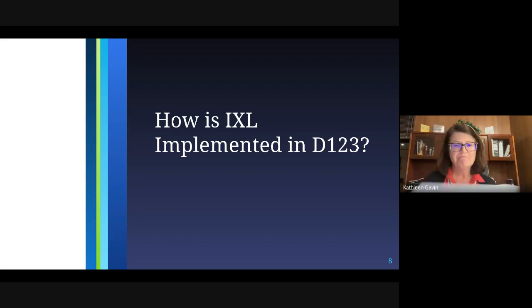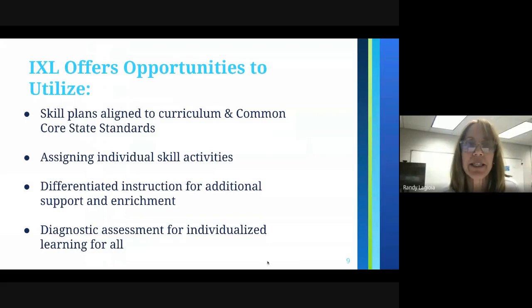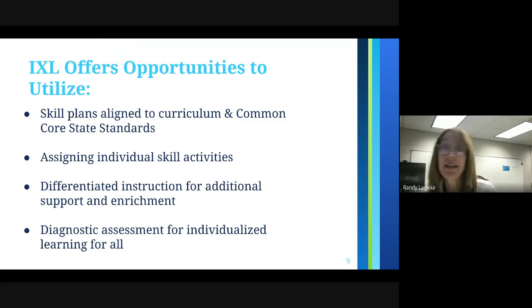All right, so our first bullet point here is that IXL has skill plans, and they can be aligned to the curriculum as well as the Common Core standards. For example, with math, K-5, we use Eureka Math, and so there are skill plans aligned to the modules of Eureka Math. In 6-8, we use CMP3, and there are skill plans in IXL aligned to the units in CMP3 as well.